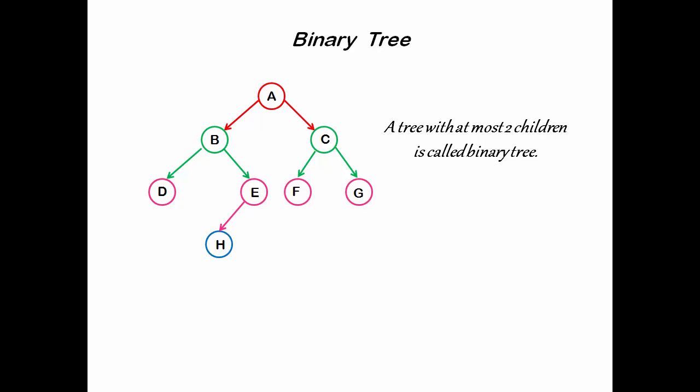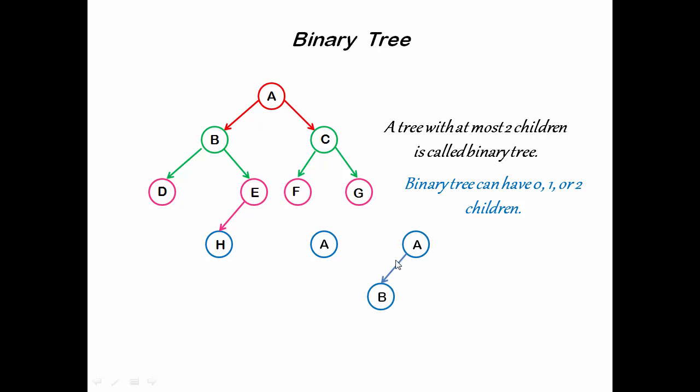A binary tree can have 0, 1 or 2 children. Based on this property, we can categorize a binary tree into different types. A single node is a binary tree because it has 0 children. Another type of binary tree has 1 child. And this is also a binary tree. It has 2 children. Now we learn different types of binary tree.